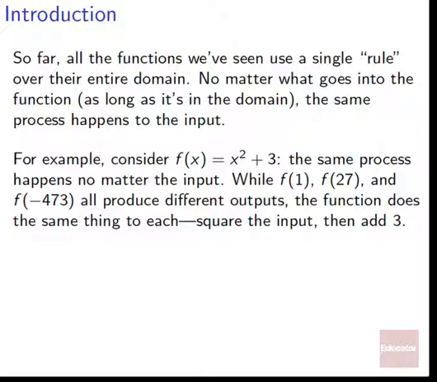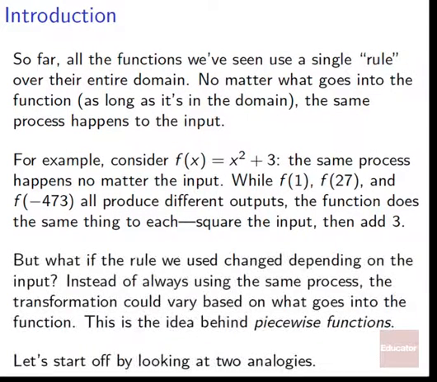While f of 1, f of 27, f of negative 473 all produce different outputs, the function's doing the exact same thing to each. It squares the input, then it adds 3. f of 1 is 1 squared plus 3. f of 27 is 27 squared plus 3. f of negative 473 is negative 473 squared plus 3. Different inputs will make different outputs, but ultimately the process we're going through is the same for each one of these.